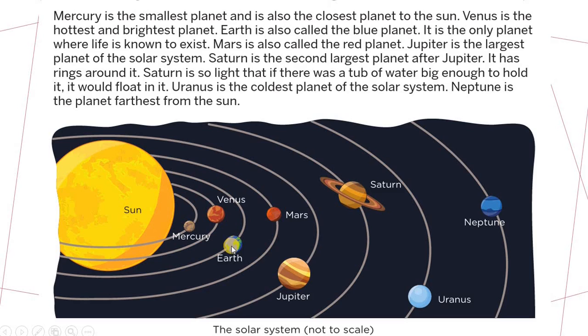Next, Earth, it is also called the blue planet. There's lots of water on it, and when seen from space, a lot of blue color is seen. That is why it is also called the blue planet. It is the only planet where life is known to exist.